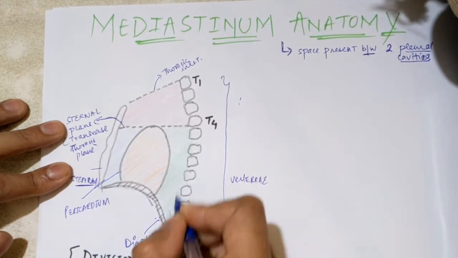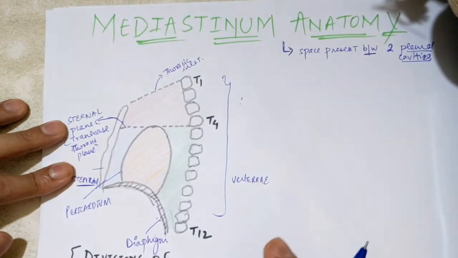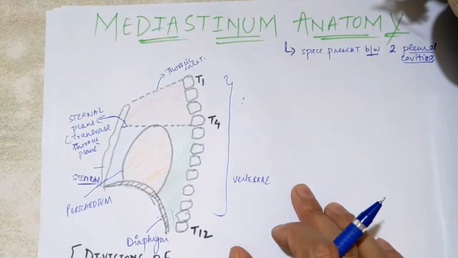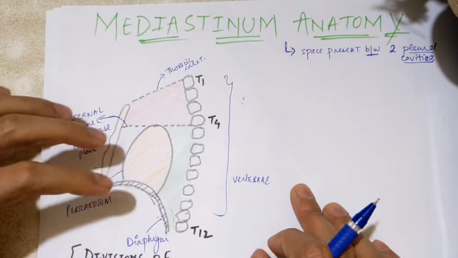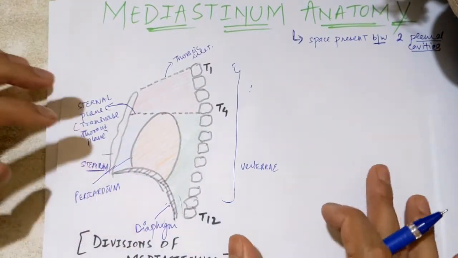Okay, and these are your vertebrae from the level of T1 to T12. So this is the thoracic cavity. Now we have to see the classification, actually the divisions. We have two classifications.